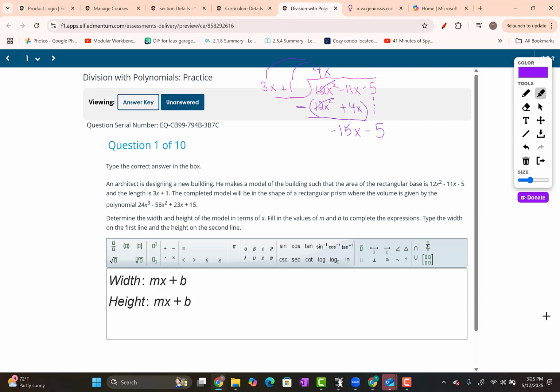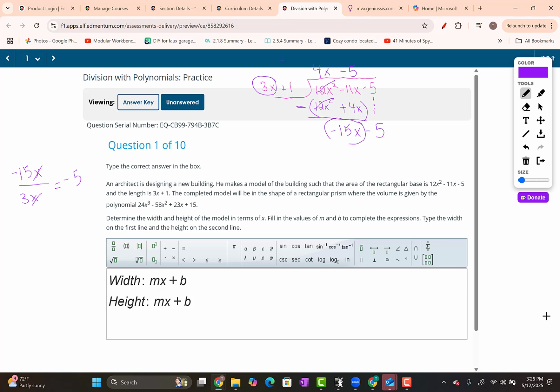And then we're going to repeat the process. We're going to start all over again. So we've got 3x, and we've got this first term, negative 15x. What is negative 15x divided by 3x? Negative 15 divided by 3 is negative 5, and the x's cancel. So the negative 5 goes directly above the negative 11x.